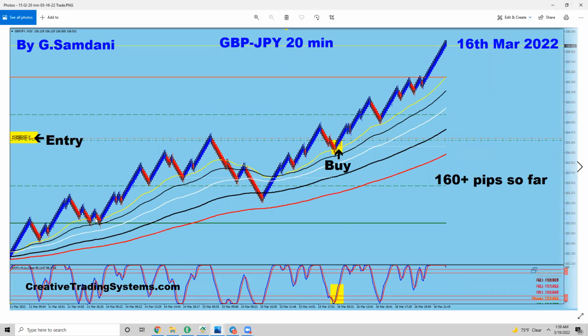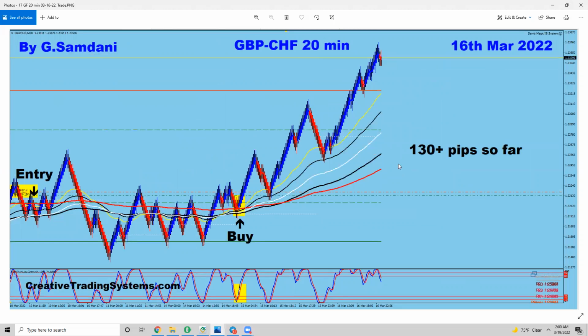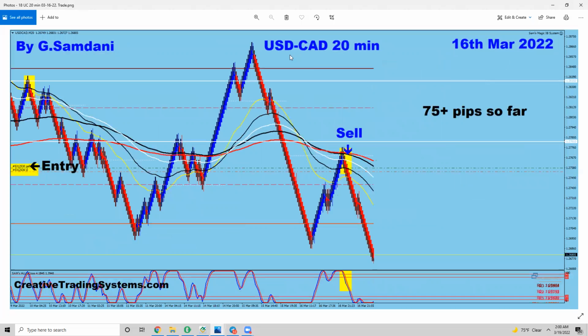I had one of these entries to the long side. Then again, look at this one, 460 pip from here to here. Pound yen, you're going to see a lot of yen entries, right? Euro yen, you see that? And because of the yen index, I was prepared that they're all going to go up. They started to go up, and I started taking the entries, 90 pip. This is pound franc for 130 pip, but it's like a couple of days worth of trade.